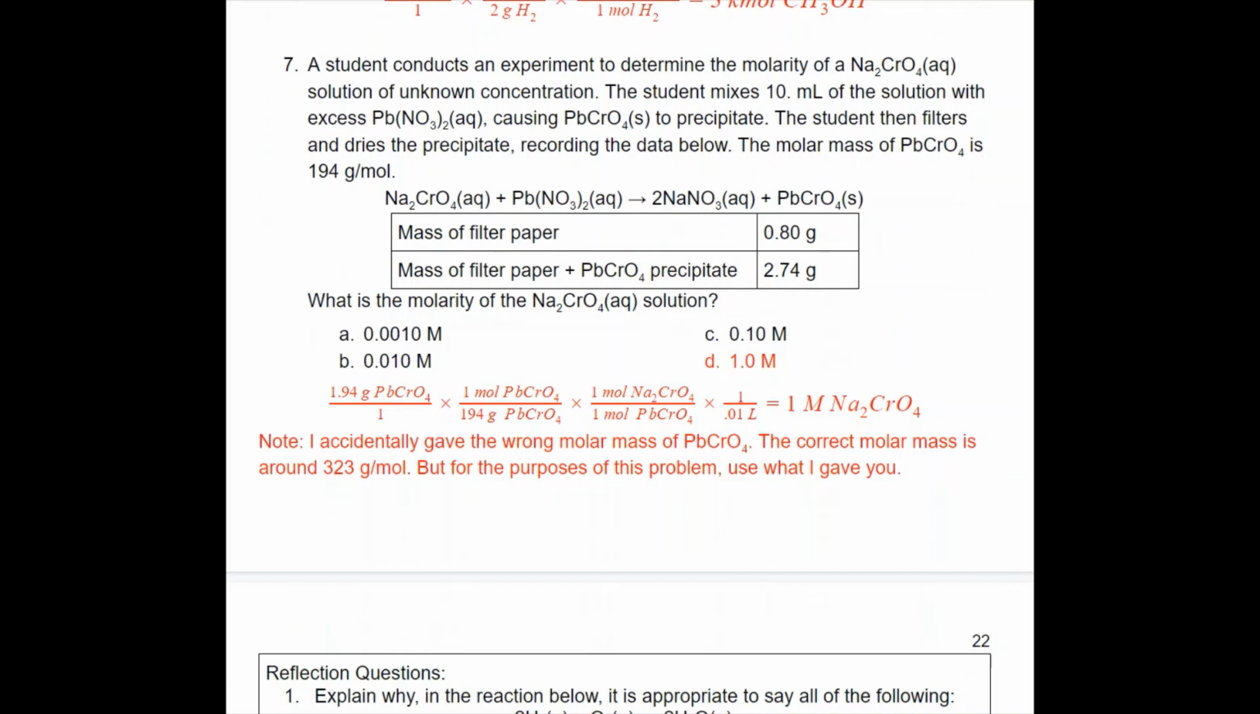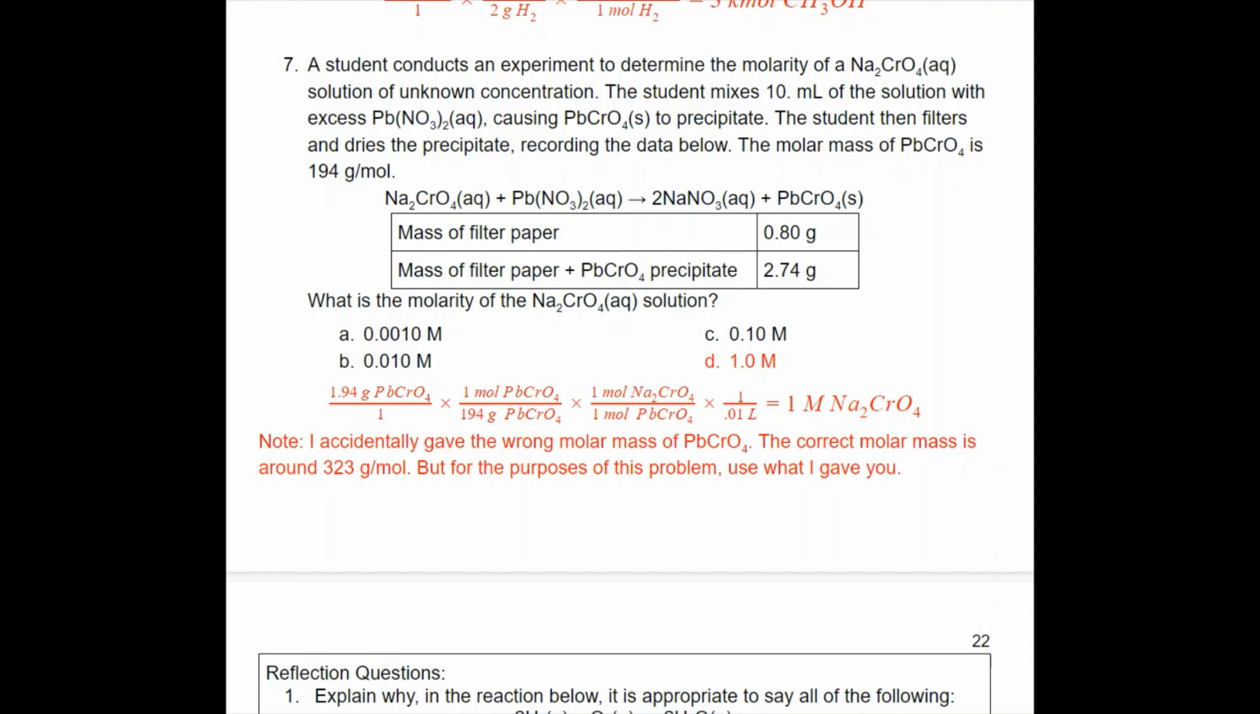In question 7, a student conducts an experiment to determine the molarity of a sodium chromate solution by precipitating it out with lead. So the student filters and dries the precipitate, and we get the data below. So I know that I've collected 1.94 grams of my compound here. So I know that just by subtracting 2.74 from 22.84, so it's 1.94.